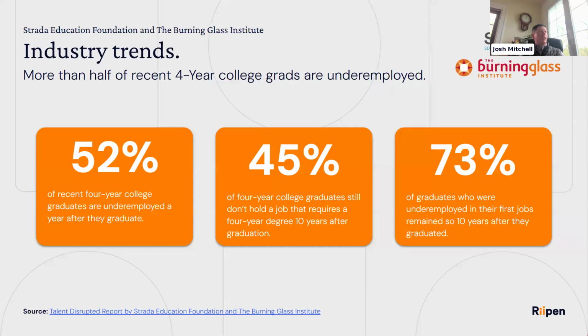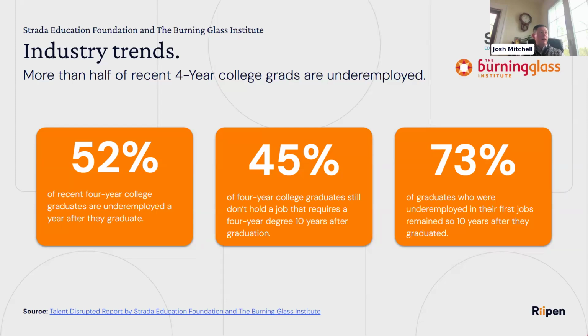So going to start here with some data. This is data that many in higher education are probably familiar with. This comes from the Talent Disrupted report, which came out now about a year and a half ago, the most recent version from Strata and Burning Glass. And really what this speaks to is the incidence of underemployment in US higher education and the real persistent problem of underemployment when graduates are not able to land a job that required the degree they earned immediately after college.